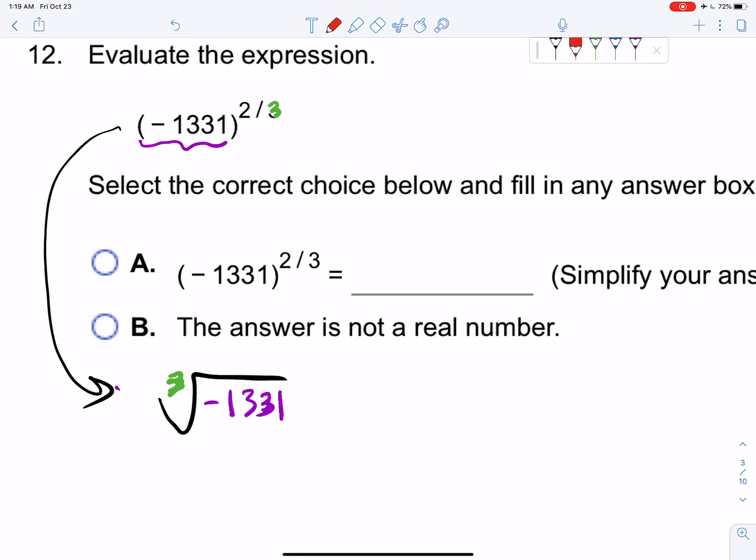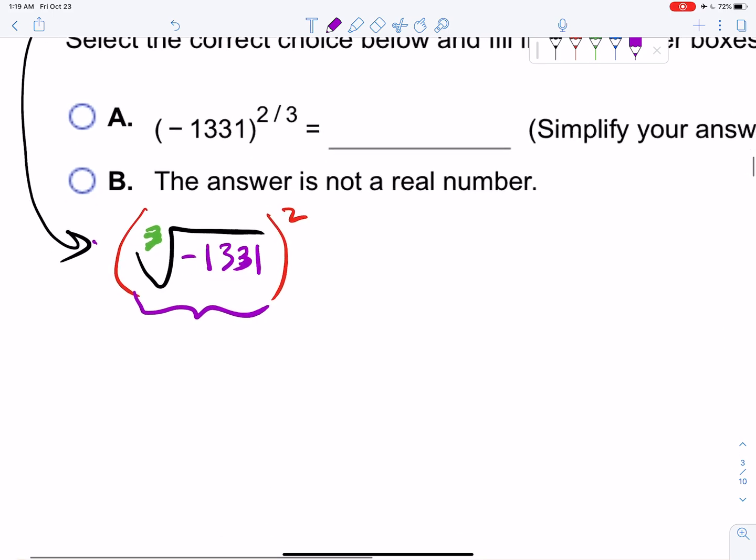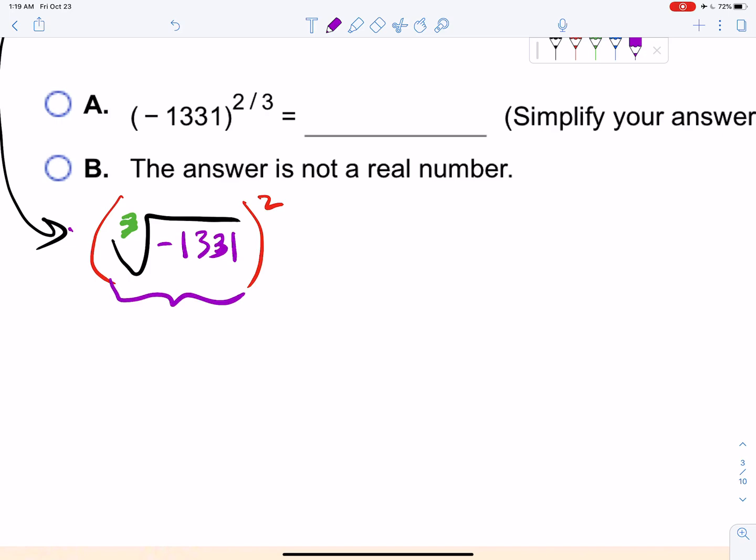And my power in this case is 2, and I don't know if this is something beautiful inside or not. I'm going to start with this because that's valid. I want to see if that interior, which I'll do in purple, actually simplifies down to something nice. So what I need to do is take 1,331 and start factoring that. And it turns out that's 11 times 121. And 121 is 11 times 11.